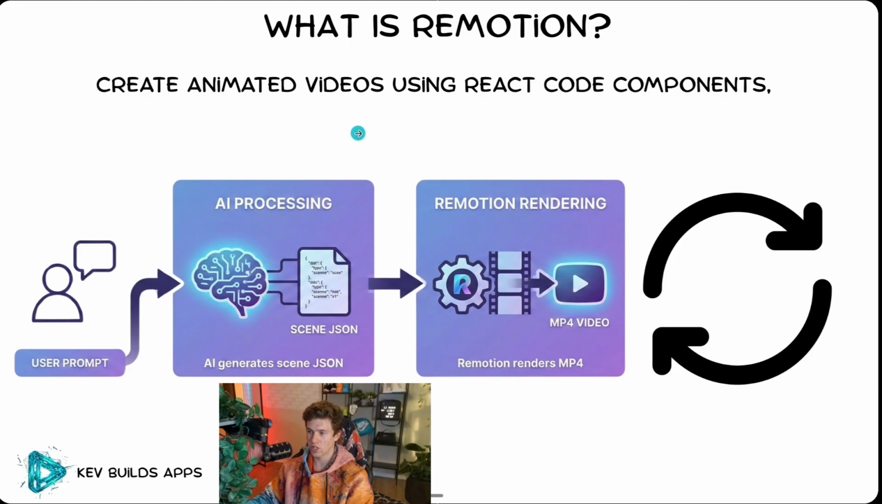So what is Remotion? Simply put, Remotion is a video animator that uses React code components. So a user will send in a prompt, and then the AI model will process what the user actually wants, convert it into a JSON scene, and then it's going to send it to Remotion to actually render that scene into a video. Then you, as the user, can keep doing this loop, iterating or editing the animation that you've created. It's not a linear timeline. You can actually just keep editing videos just by prompting, which actually feels like magic.